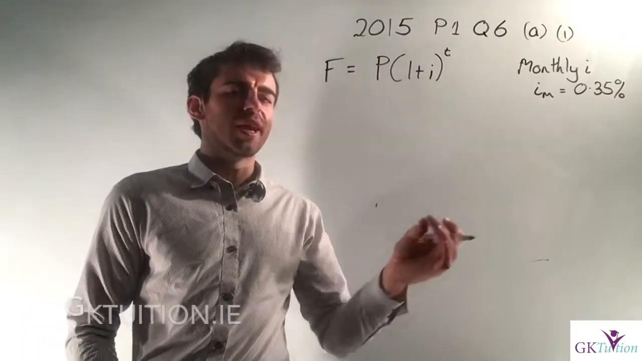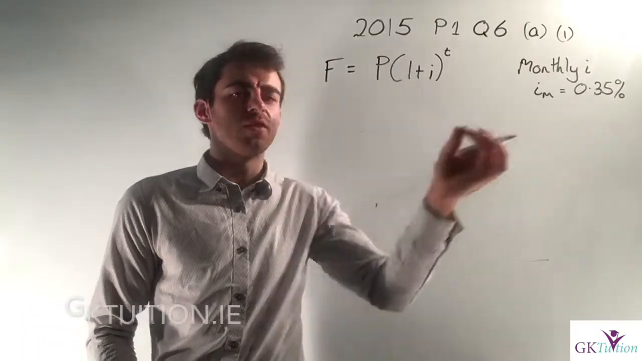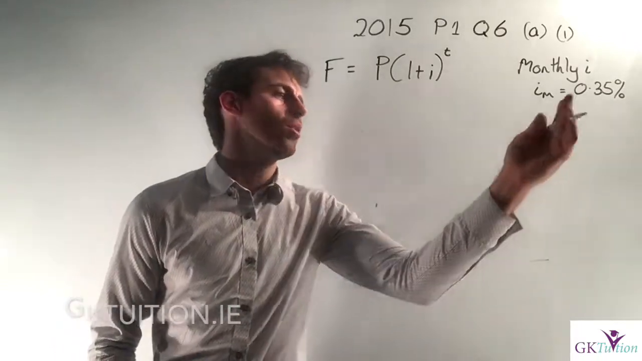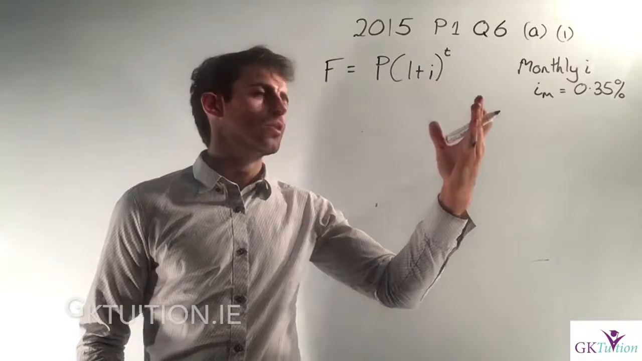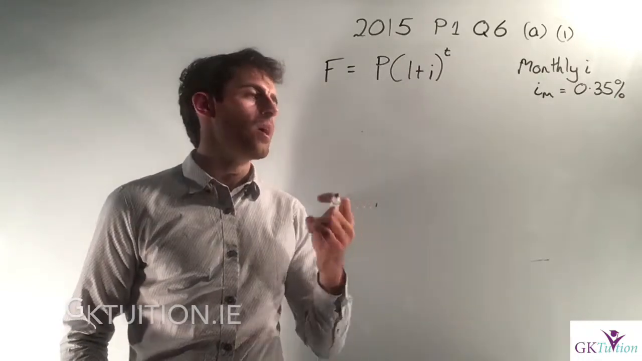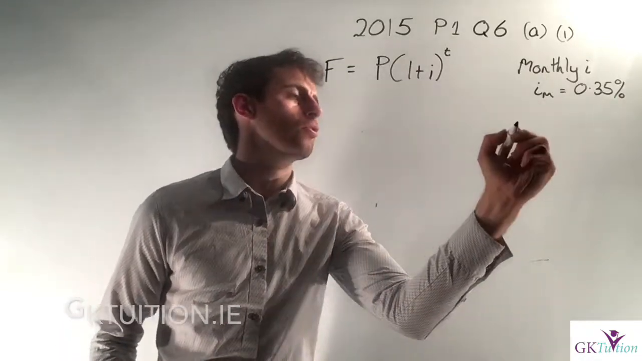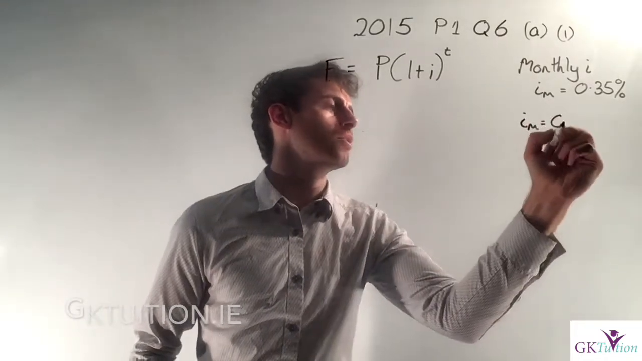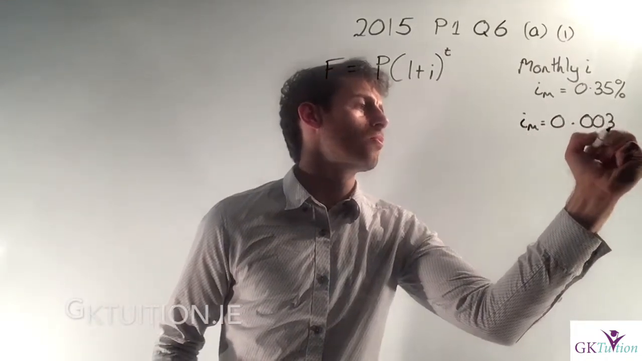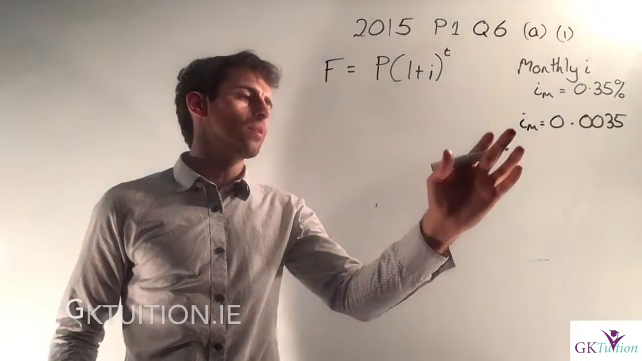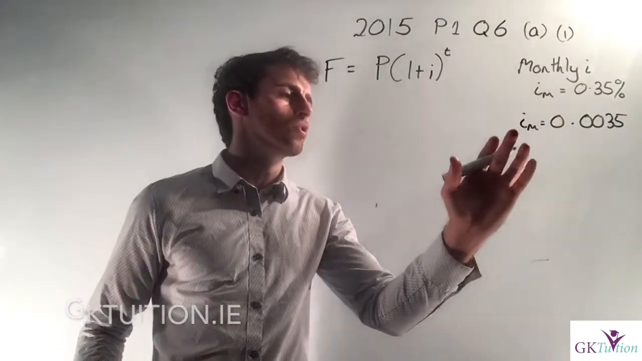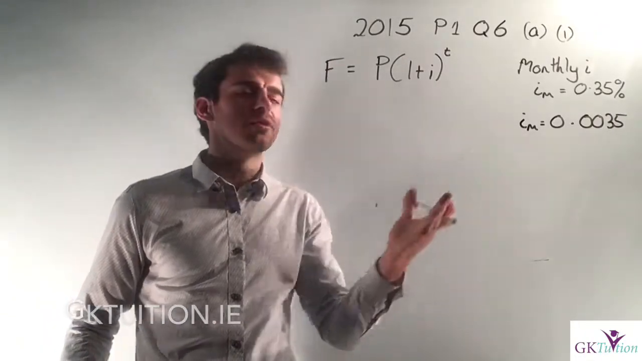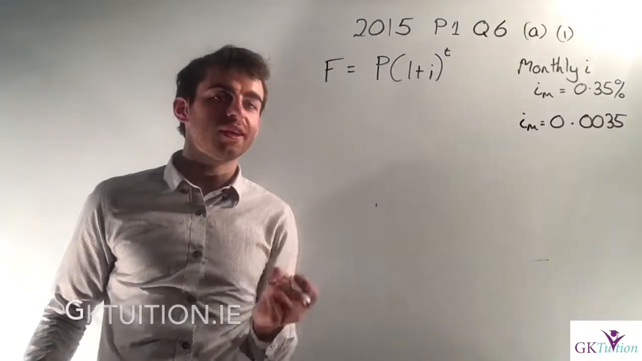The first thing you should recognize is that they usually give you the interest as a percentage, but we don't want the interest as a percentage. We want the interest as a decimal. So I need to get rid of this percentage, and to do that, I divide by 100. So the monthly interest that I'm going to use is 0.0035. You'll notice that I'm calling this I_M, the monthly interest rate. It's important we don't confuse the monthly interest rate I with the yearly interest rate I.